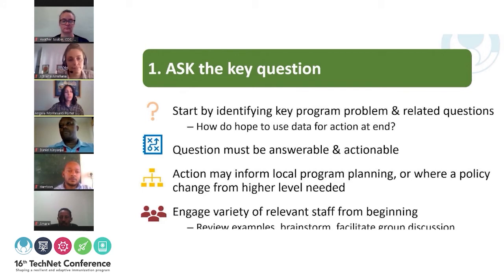You want to engage a variety of relevant staff from the beginning. This helps in getting access to data sources, reviewing example analyses and summaries, brainstorming root causes or contextual information that's needed, and facilitating group discussion for the action plan.